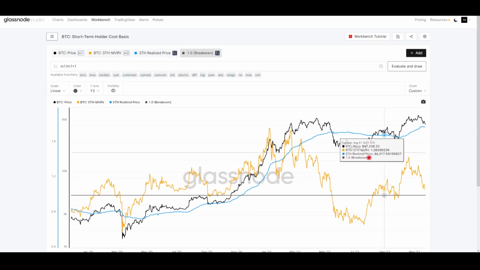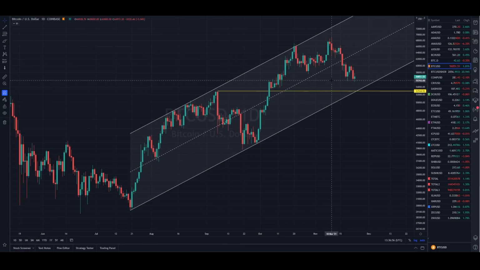The 53,000, because of its importance here on chain, its importance to the short-term holders, and its significance from a technical perspective, should likely be an area where we would find support. This zone here should be a place that we can expect to see some support.